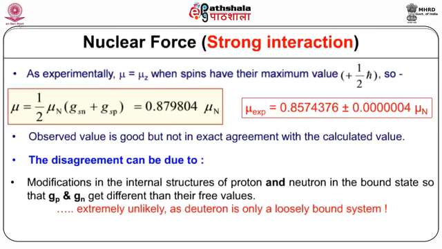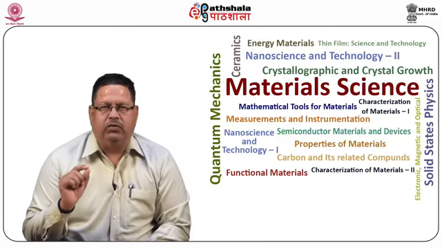But this situation is extremely unlikely, as deuteron is only a loosely bound system. So this possibility is very remote because of the fact that deuteron is only a loosely bound system. Hence protons and neutrons are not bound together very strongly, but they are more or less free.